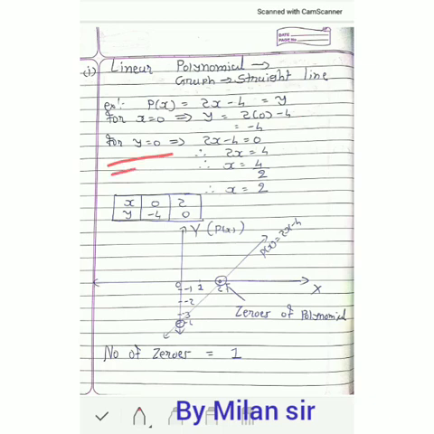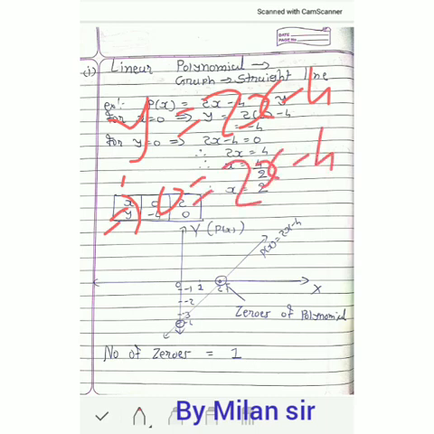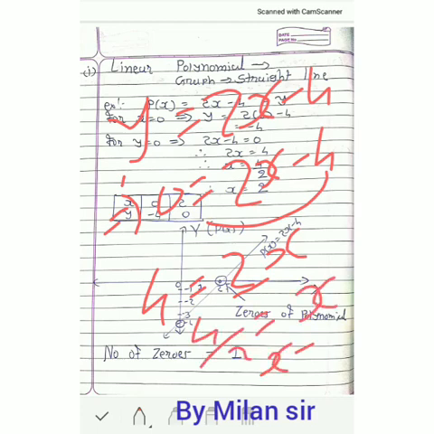In the second step, take y = 0 and find x. So y = 2x - 4. In place of y put 0, so 0 = 2x - 4, and find x. Transfer 4 to the right hand side, that means 4 = 2x. Then transfer this 2 to the left hand side, it goes in division. So finally 4 by 2 is 2. So x = 2. So if you take y = 0, then your x = 2.